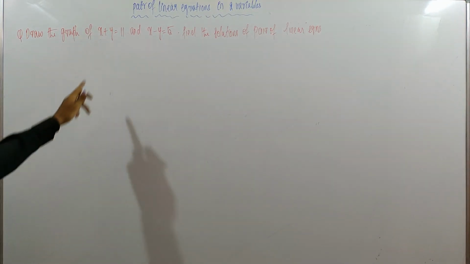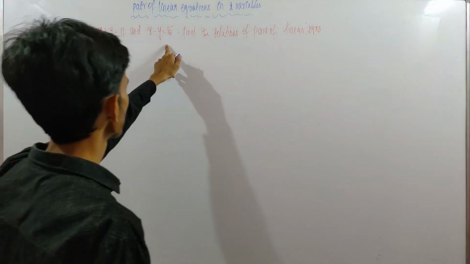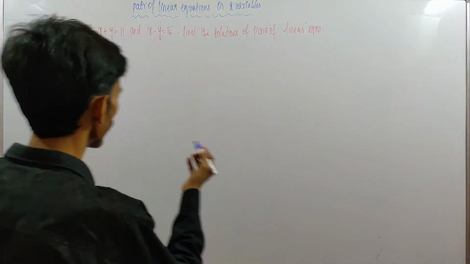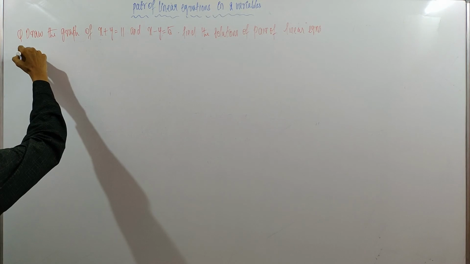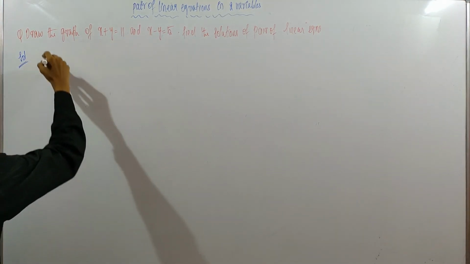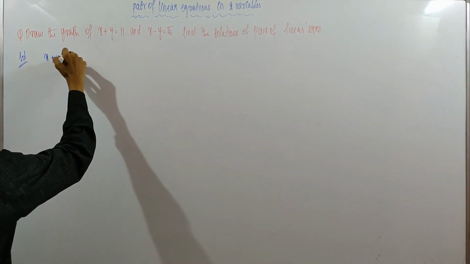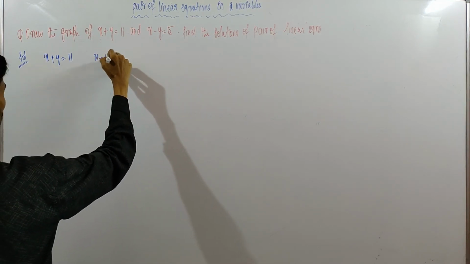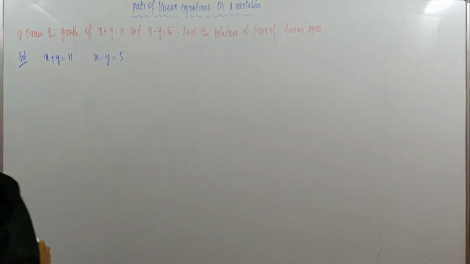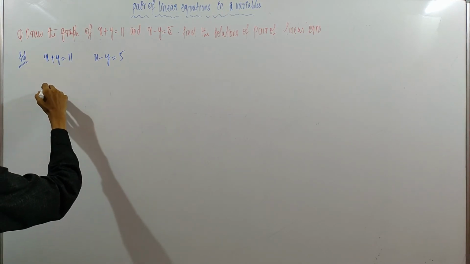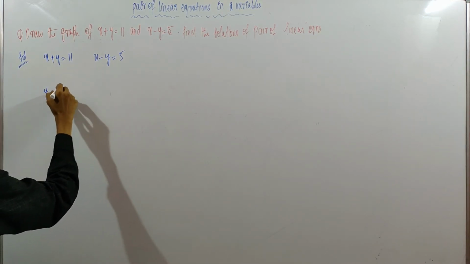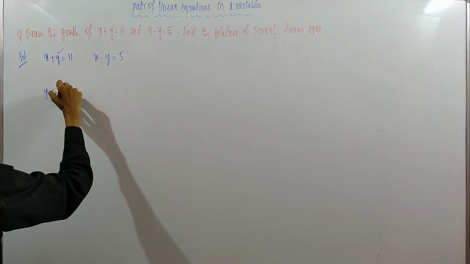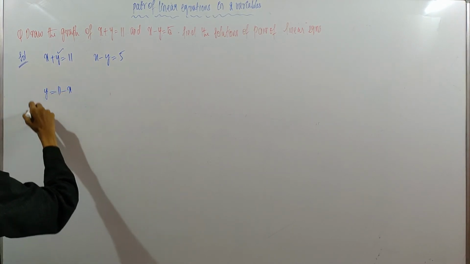Draw the graph of x plus y equal to 11 and x minus y equal to 5. Find the solution of pair of linear equations. Given x plus y is equals to 11 and x minus y is equals to 5. Now make y as subject. Y will become y is equals to 11 minus x.